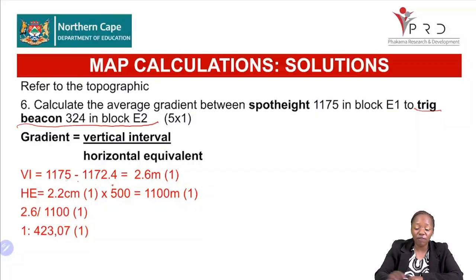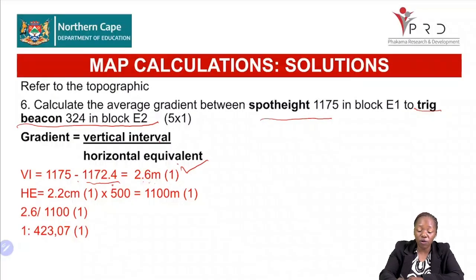So your 1175, which is the spot height, is bigger than 1172,4. So as you minus the 2, you will be left with 2,6 meters. So as we are left with 2,6 meters, remember, gradient is always calculated in meters. So the unit that you will always use is the meters. So by doing this, you have your vertical interval, which is 2,6 meters. How do you get it? You subtract the 2 spot heights so that you remain with 1 value. Then after, you are given the horizontal equivalent.